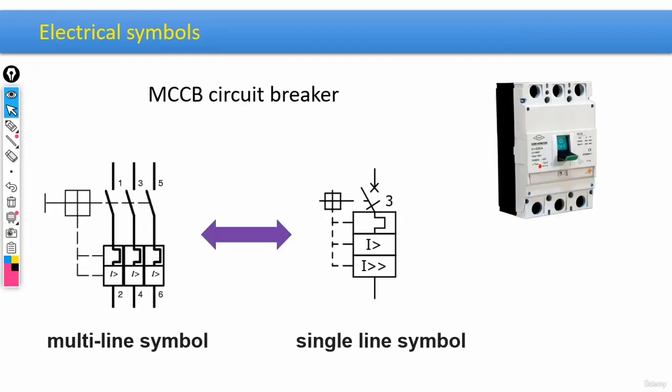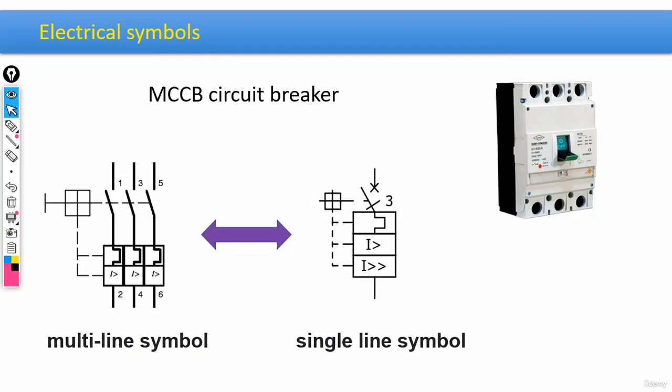Now guys, a point worth mentioning here is that electrical symbols are divided into two categories. Category number 1 is called multi-line symbols, and category number 2 is called single-line symbols. Obviously, single-line symbols are used in single-line electrical diagrams, and multi-line symbols are used in wiring diagrams, okay?